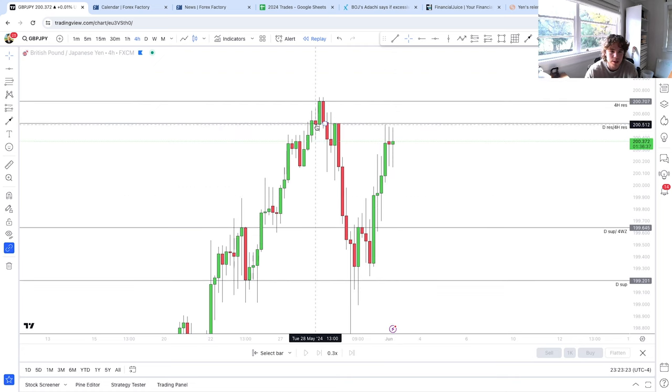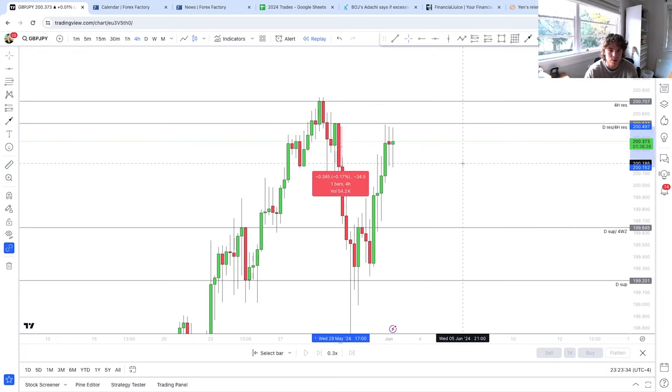It's the same with this level, because we passed through it before. It's the same with this level over here because we passed through it before. We can see now we're seeing some rejection at this level, but we passed through this level before.